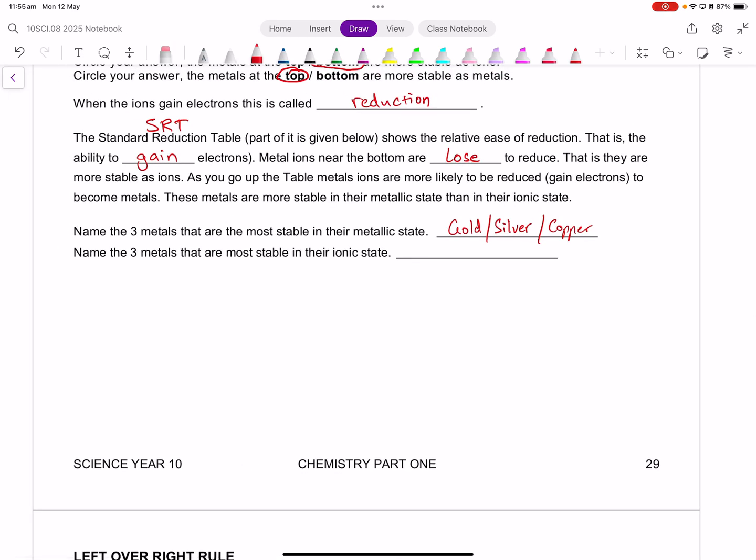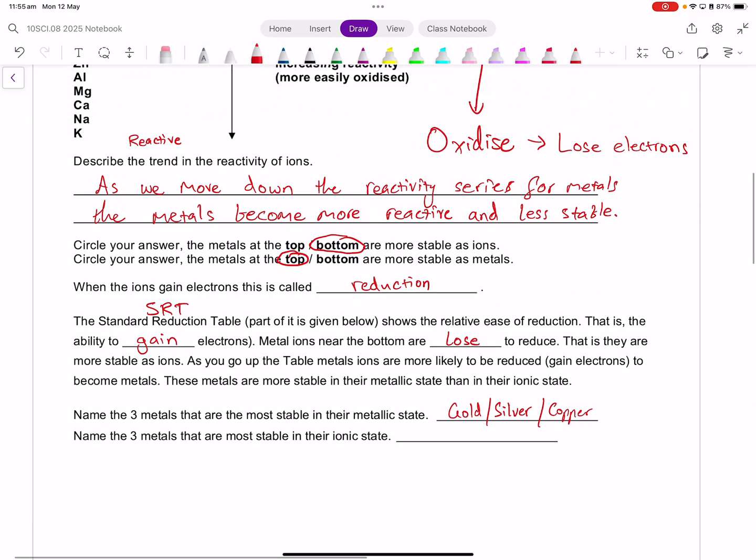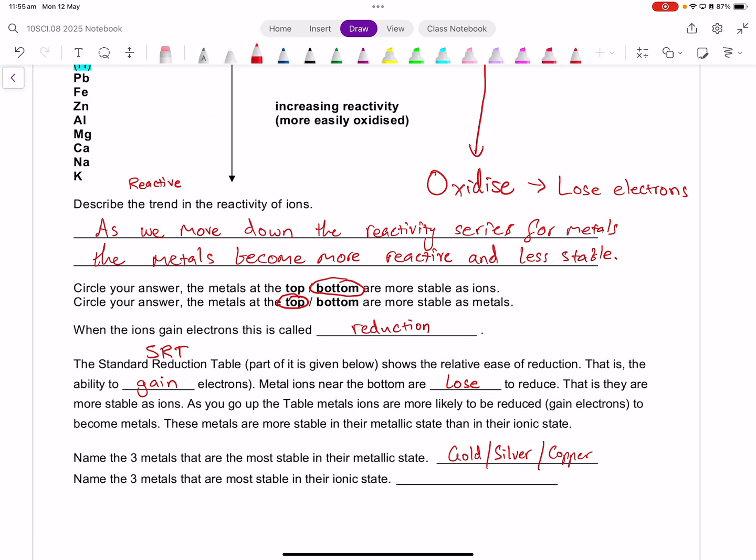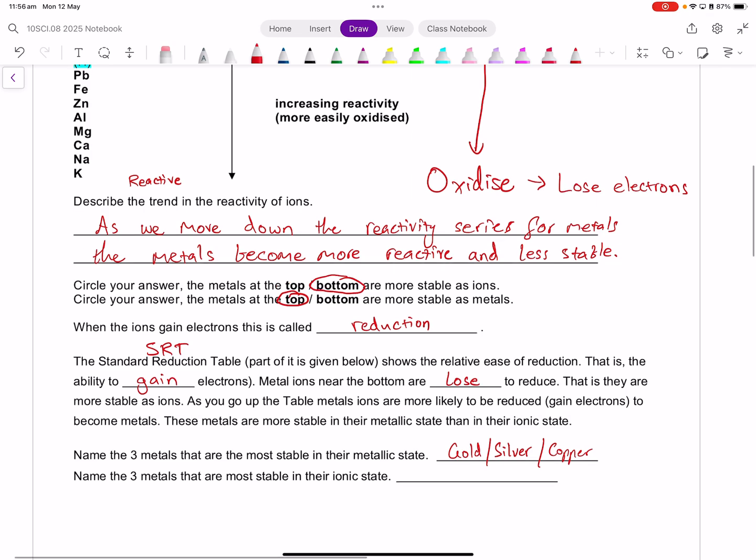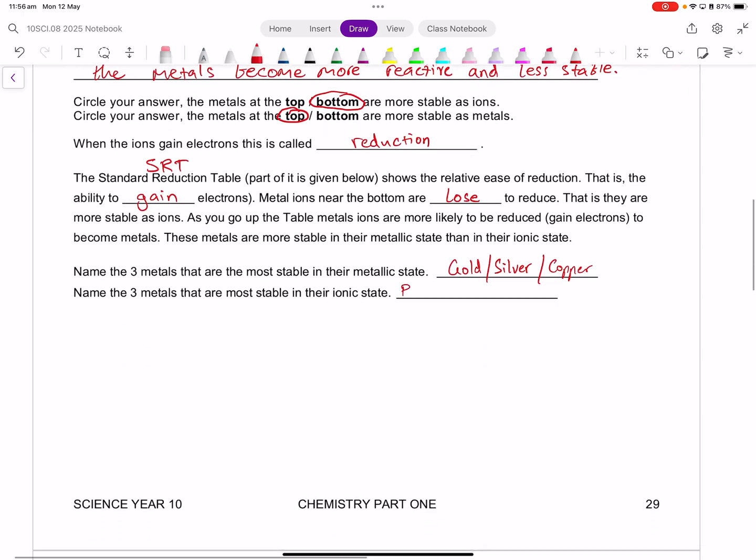Now, three metals that really don't like being a metal. They want to react with, say, water or air or acid. What are they down the bottom? What are the three? Let's start with the most reactive, which is potassium. The second most is sodium. And the third most is calcium. So let's write those now. So potassium, sodium, and finally calcium.